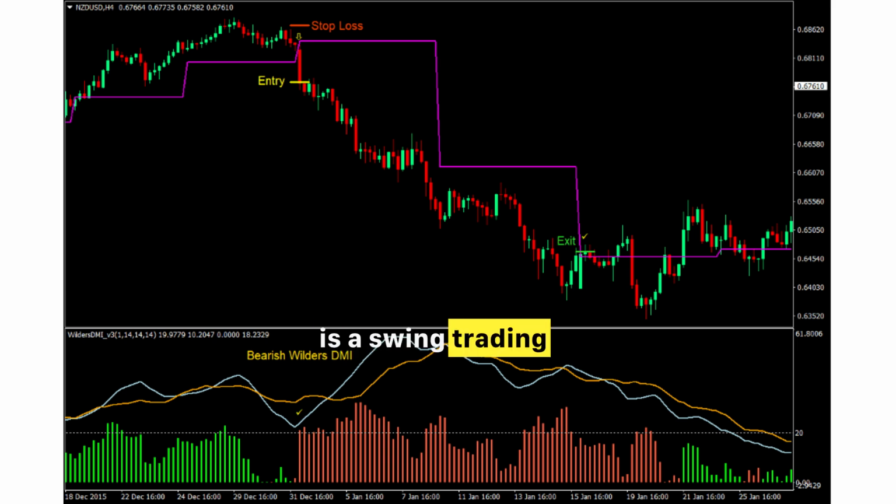Other details. This is a swing trading strategy. Use it on the 4-hour time frame. Works on both major and minor currency pairs.